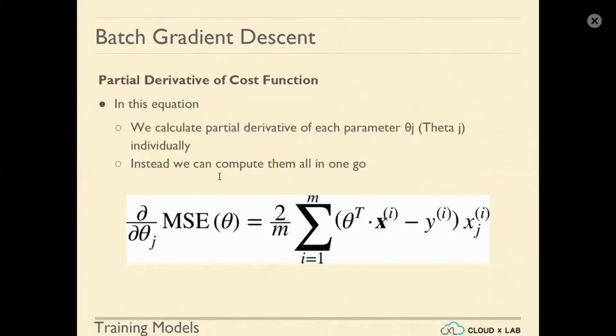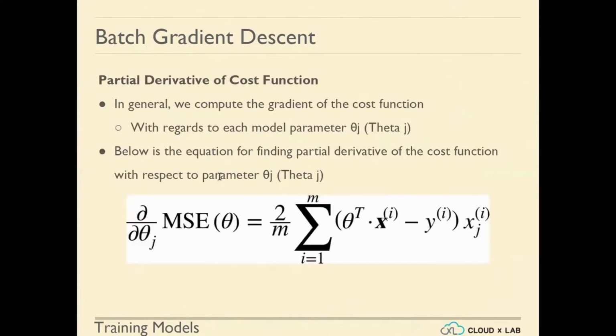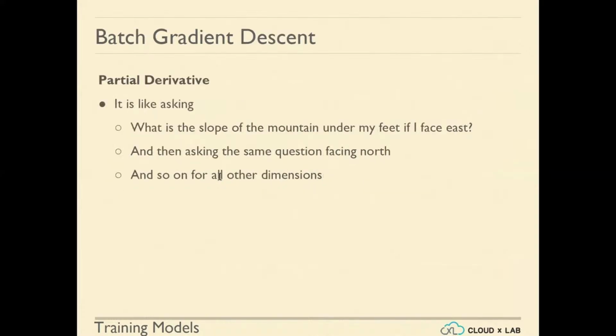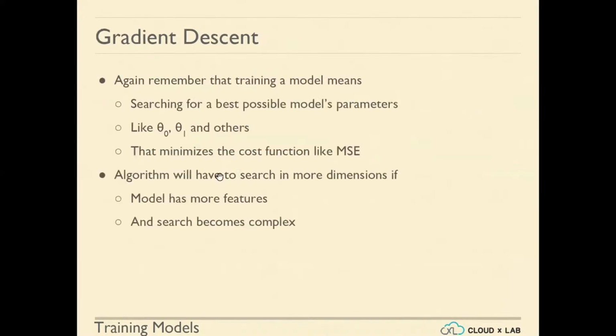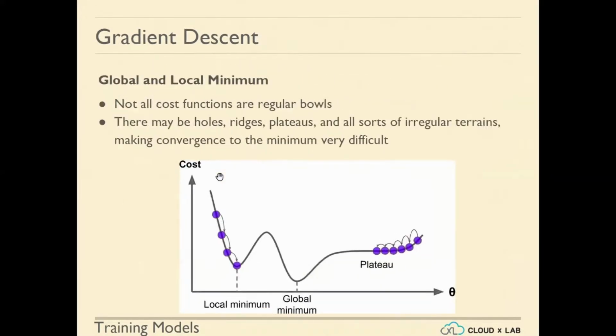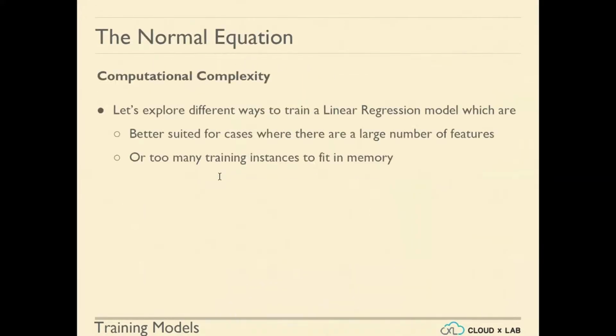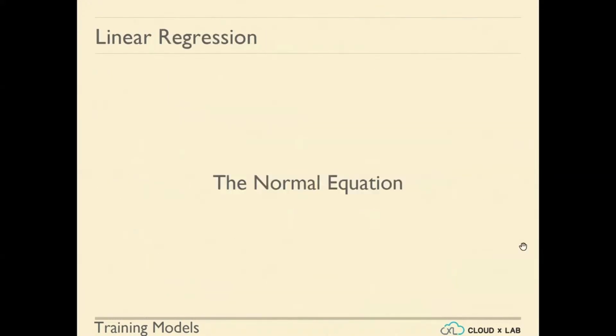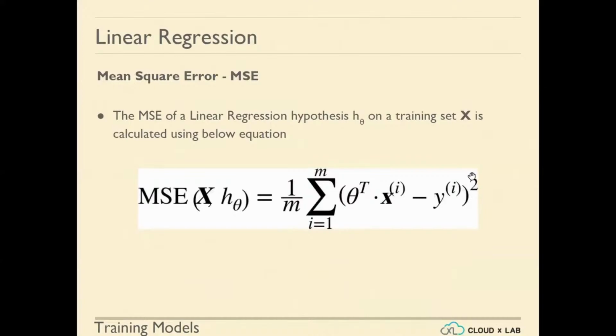How did this 2 by m in the equation come about? So let's say you are differentiating some function of the form x square, then the differentiation will be 2 times x, right? Here also we have a square term in the mean square error. Due to this square, we get 2 times the inner part, right? 2 times x.